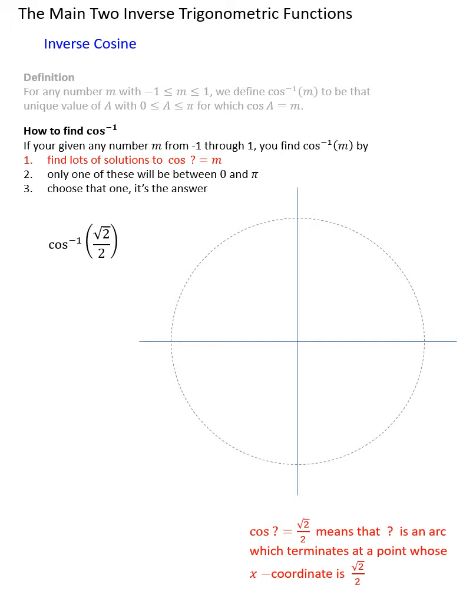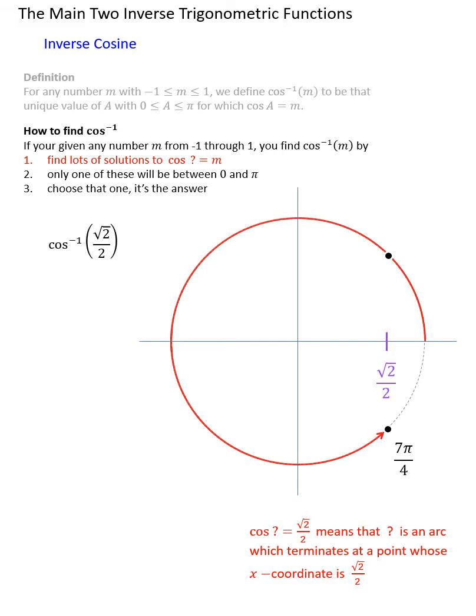So, looking at our x-axis, here is approximately where radical 2 over 2 is. You'll recall from your study of the unit circle that radical 2 over 2 is approximately 0.71. Now, there are 2 points on the unit circle whose x-coordinate is radical 2 over 2. And so, we really have to look at these 2 points to find lots of solutions to the cosine equals radical 2 over 2.